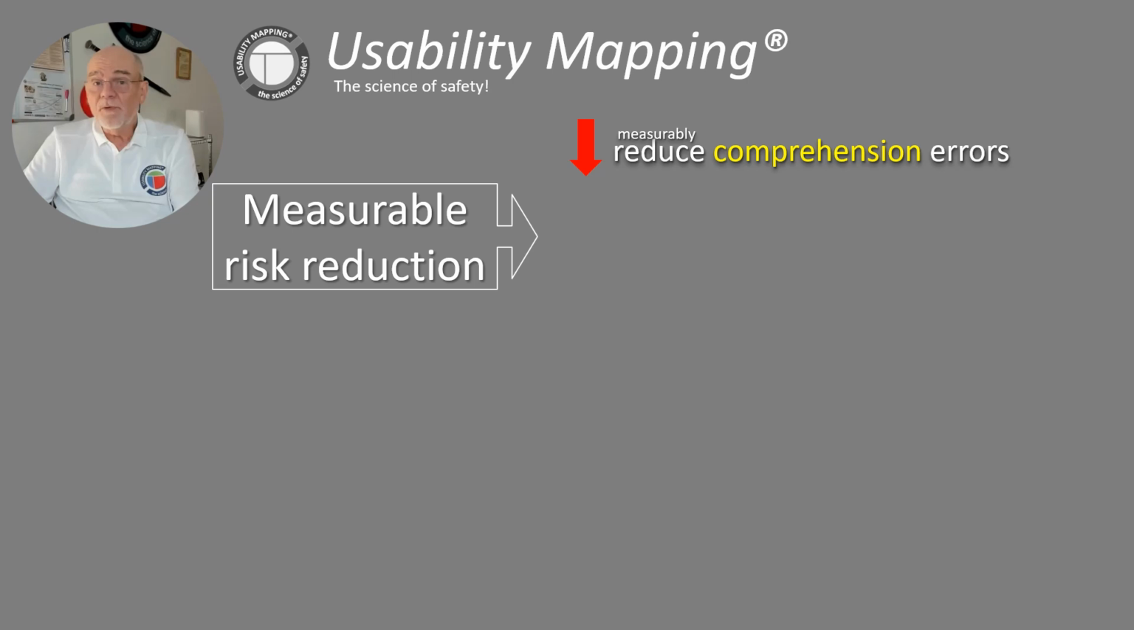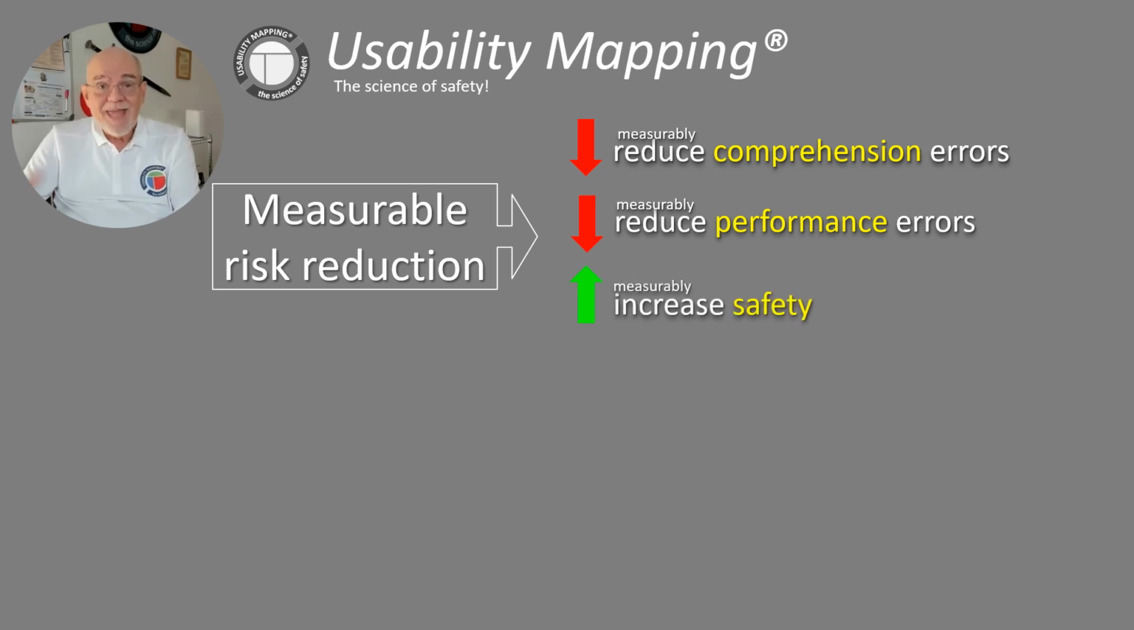We can measurably reduce the risk of human comprehension errors, and as such, we will measurably reduce the risk of human performance errors. That subsequently measurably increases operational safety. And that is music to the ears of the insurance companies, because we pay insurance companies a lot of money to accept the risk on our behalf.